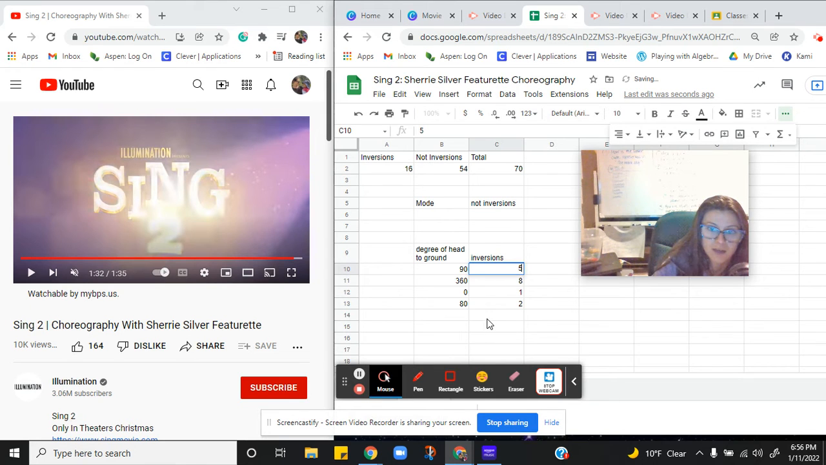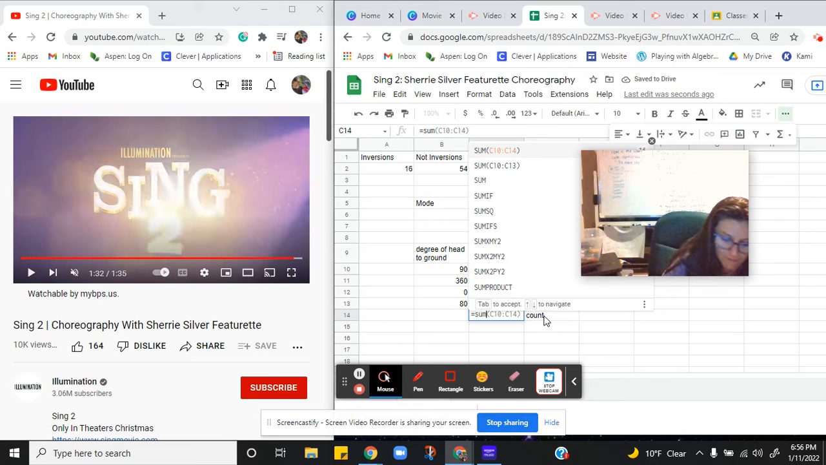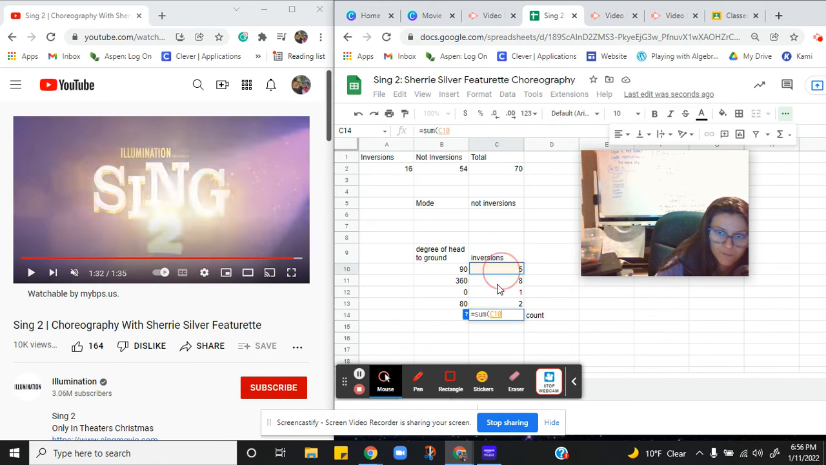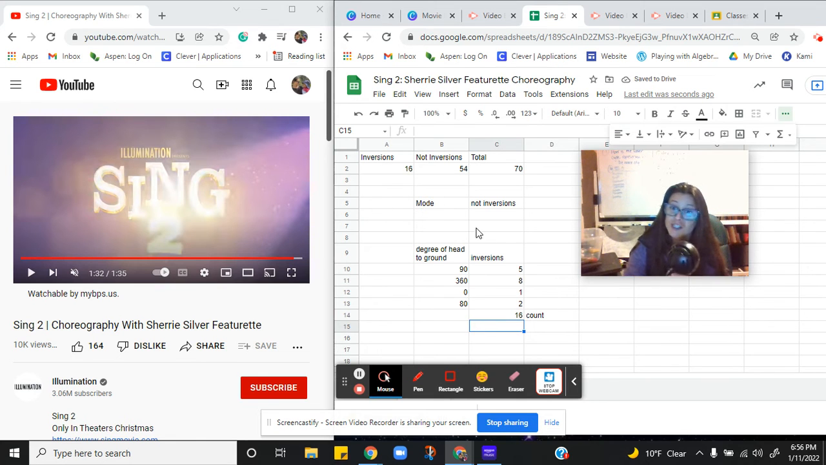So then now we have some more details. So our total count is the sum of frequencies, which is helpful. 16. So maybe I did get it before, which is good. So I have the same number twice. That means that it's a reliable system. I'm getting the same results multiple times. Is it valid? Am I actually measuring dance moves properly?